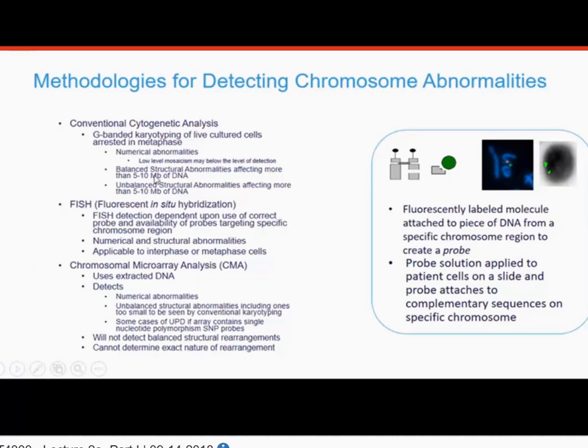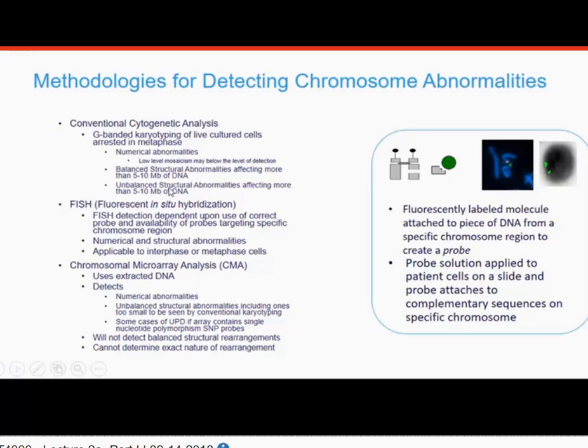So with the conventional analysis, we're going to look at numerical abnormalities, and some balanced structural abnormalities. You've already been introduced to the fact that we can't see everything on a karyotype that can be seen molecularly. And so we look at both balanced and unbalanced structural abnormalities with karyotypes. Now, I alluded to FISH a while ago, fluorescence in situ hybridization, more commonly known as FISH.